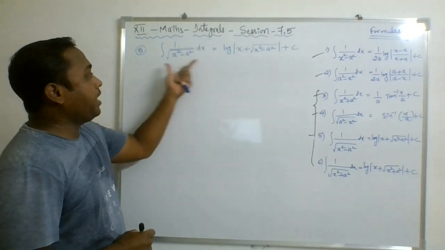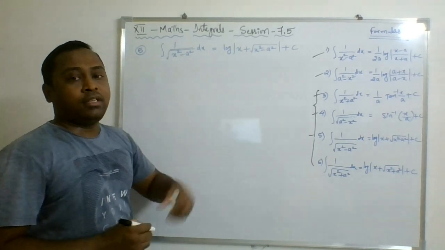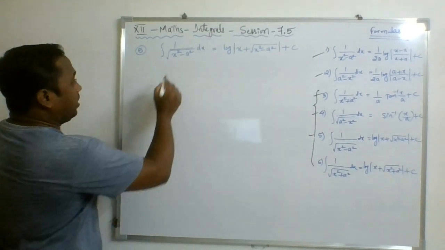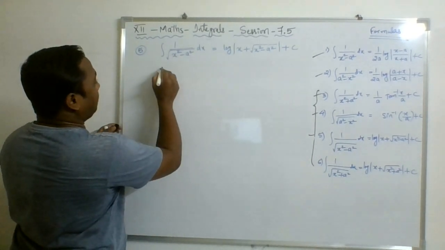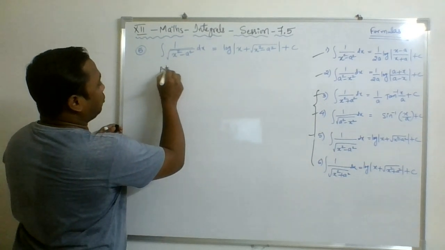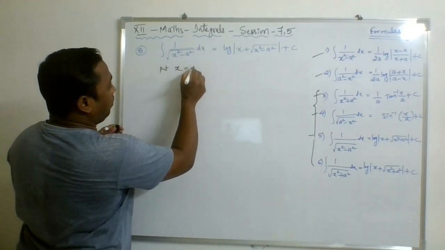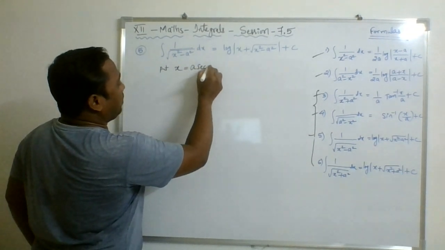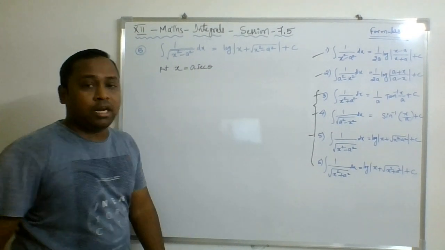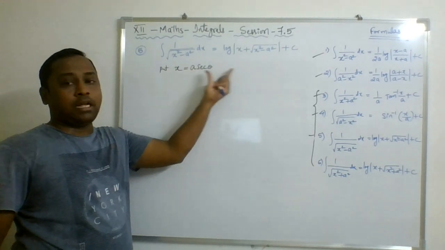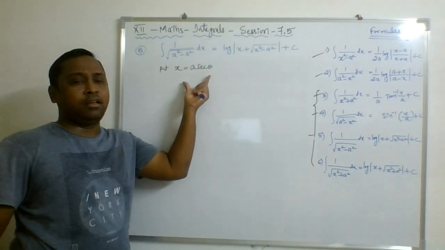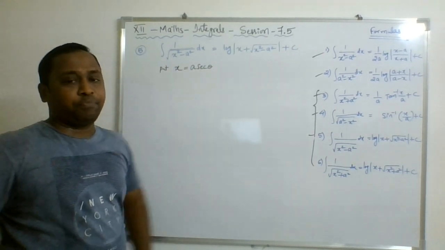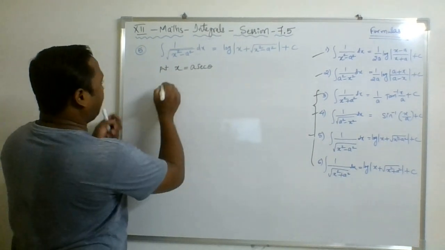Now again, to get this identity, we are using the substitution technique. Here, in the form of x square minus a square, that's why we are substituting x is equal to a sec theta. You may also use cosec theta. There are two options, either a sec theta or a cosec theta, but I generally use sec theta as compared to cosec theta. Fine.